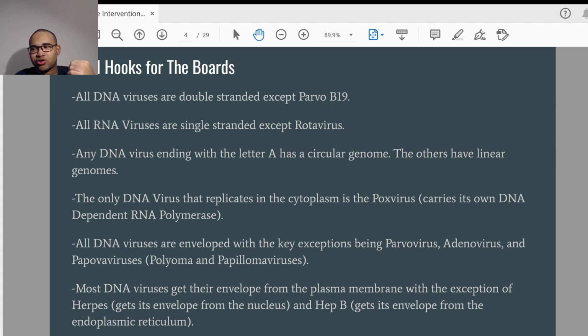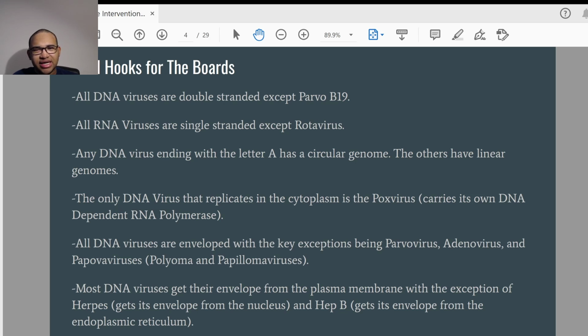It causes the slapped cheek rash, and it also can cause joint pain, like migratory arthritis in elementary school teachers. And then all the RNA viruses, right? They are single-stranded with one exception, rotavirus. And again, like I said, diarrhea in little kids, right?